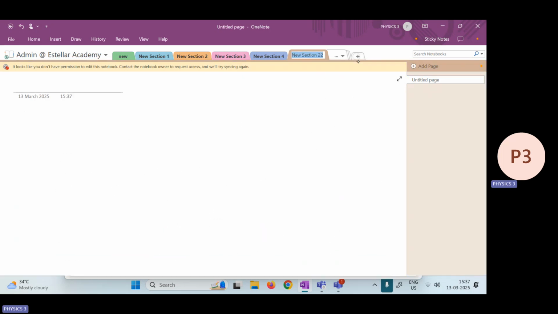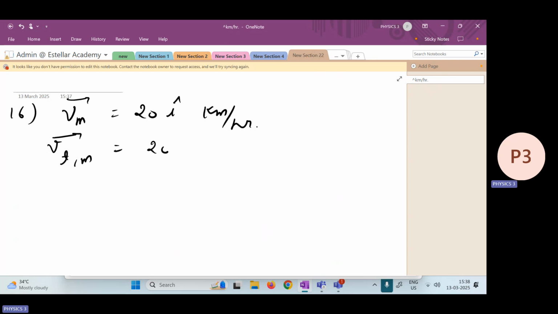Let's come to the next question, which is 16. In the 16th question, a man is going east in a car with a velocity of 20 km per hour. So velocity of man we can write as 20 i cap kilometer per hour, because it is going in the east direction. The train appears to move towards north to him. So velocity of train with respect to man would be 20 root 3 j cap kilometer per hour, because it appears to move north.